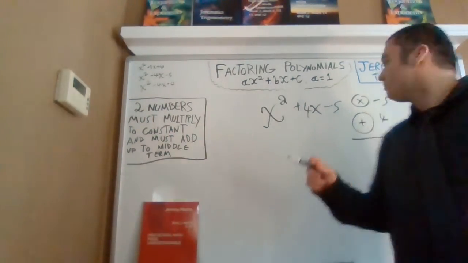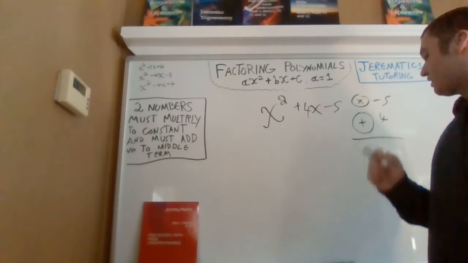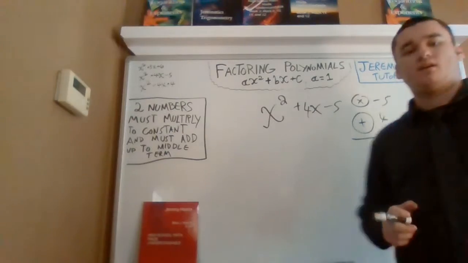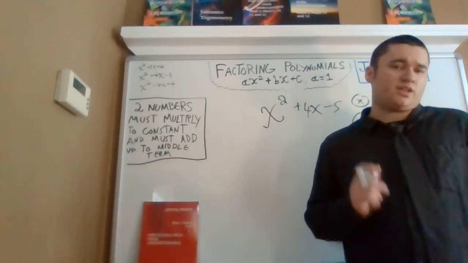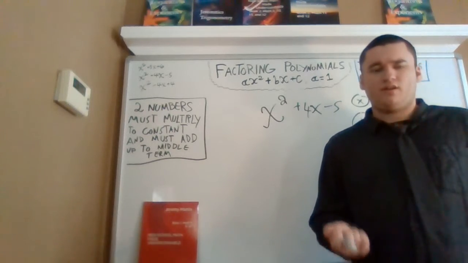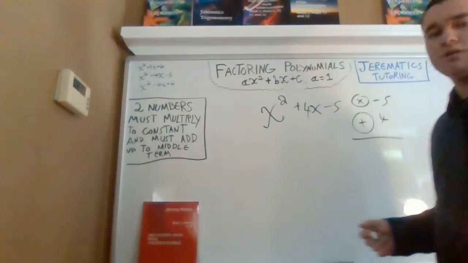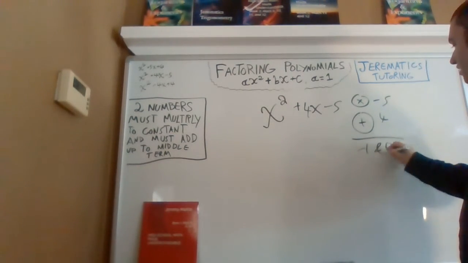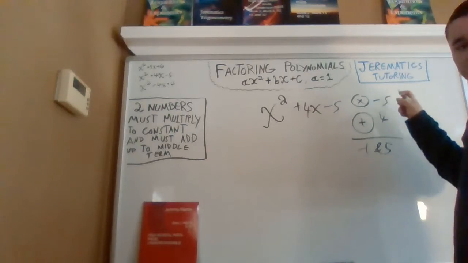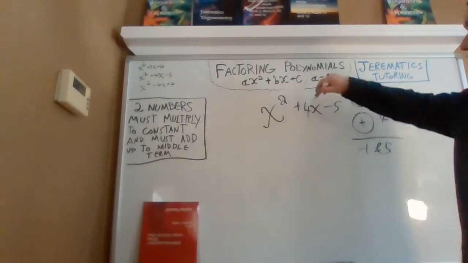Which two numbers multiply to negative 5 and add up to 4? Well, let's test some numbers over here. Let's go negative 1 and 5. What's negative 1 times 5? Negative 5. What's negative 1 plus 5? That's plus 4. So those are the two numbers that satisfy these conditions: negative 1 and 5. Because negative 1 times 5 is negative 5, and negative 1 plus 5 is 4, which is your middle term.